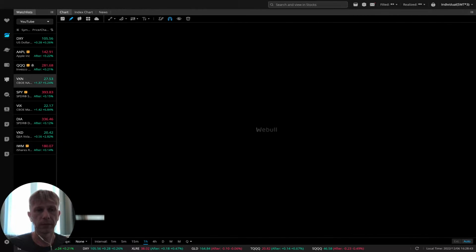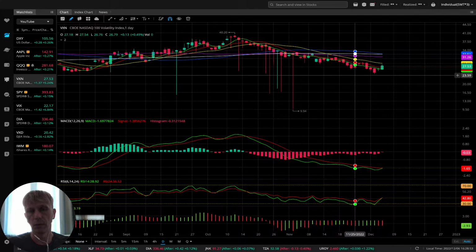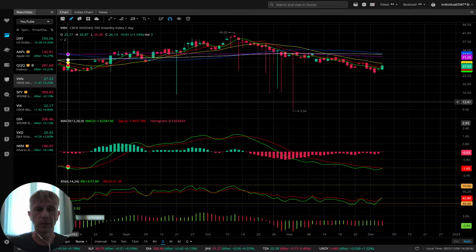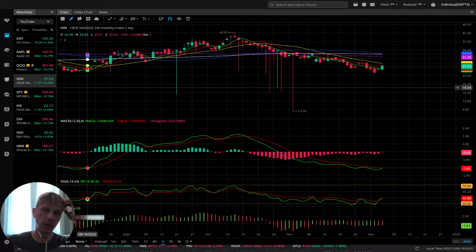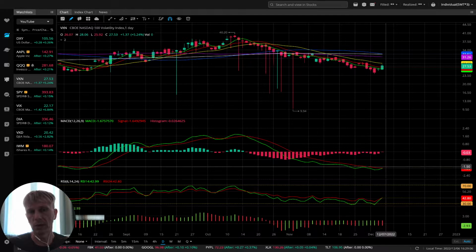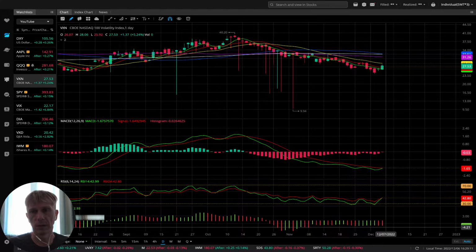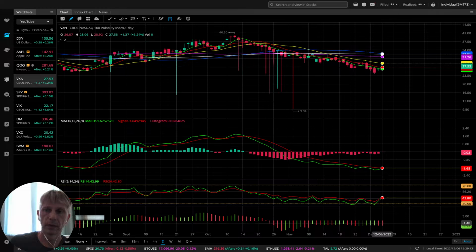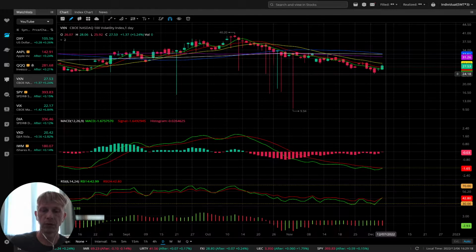Let's move to VXN, the volatility index for QQQ. It's a green day, a bullish day, plus 5%. That's what we are expecting. The right behavior, a bullish day. No bullish confirmation on MACD yet. RSI already bullish. Oscillator still red. Bullish day, but no bullish confirmation yet.